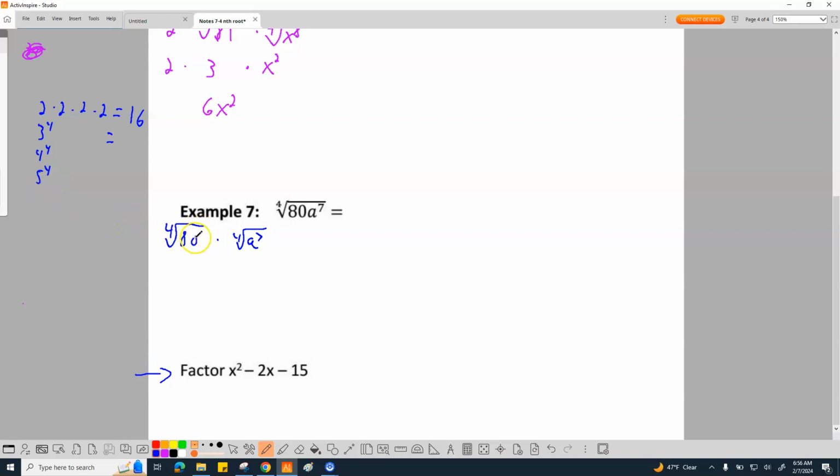So the fourth root of 80 times the fourth root of a to the 7. I'm going to break this apart. I'm going to take the fourth root of 16 times 5. Mister, how am I supposed to know those numbers? Welcome to math, y'all. It's on you. Again, use this process over here. Fourth root of 16 times 5. Notice I broke it apart. If you don't believe me, type it into Desmos. 16 times 5 is, in fact, 80.